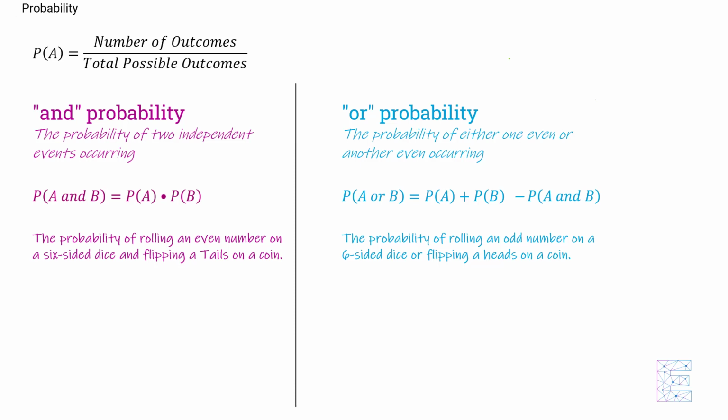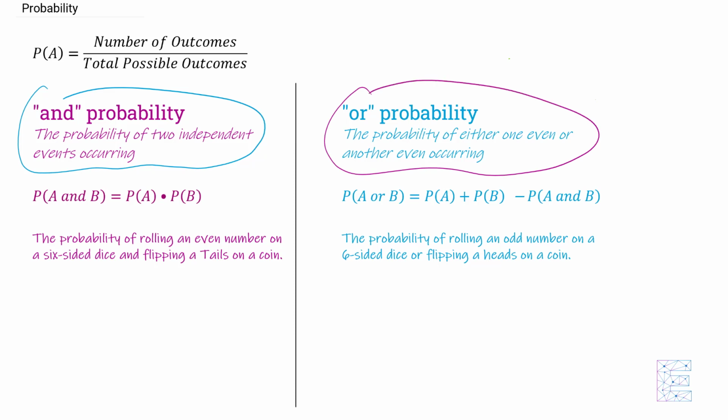So in this lesson, we're going to learn about two keywords that we frequently hear about on the SAT or ACT when it comes to probability. And those words are probability with AND and probability with OR. So let's start with the probability with AND.